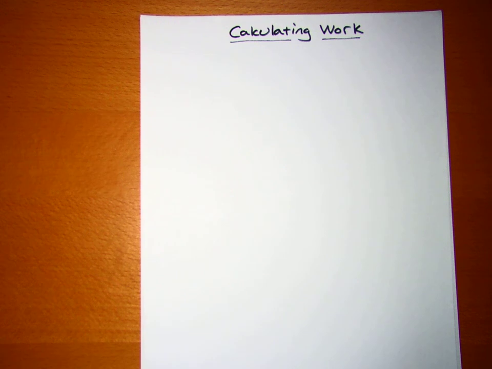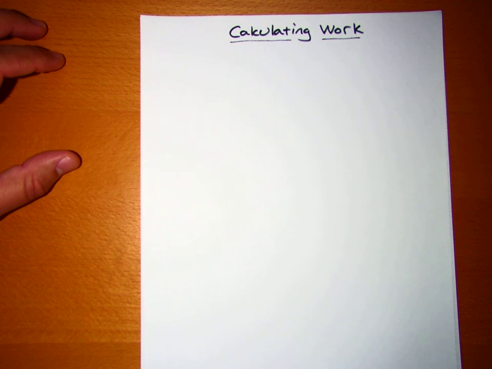Okay, here's the question. A body of mass 2 kilograms moves under a force. The relationship between time and displacement is given by x equals t cubed over 3. What is the work done on the object in the first 2 seconds of motion?